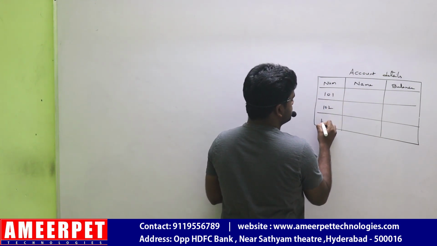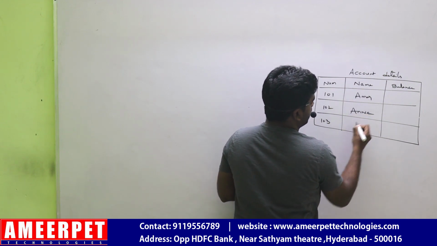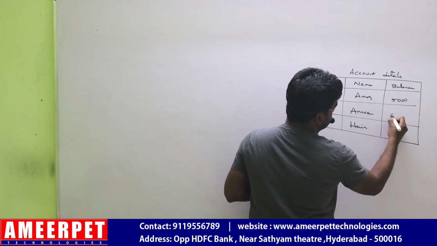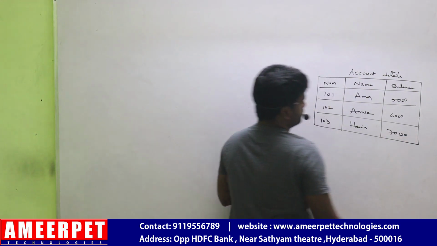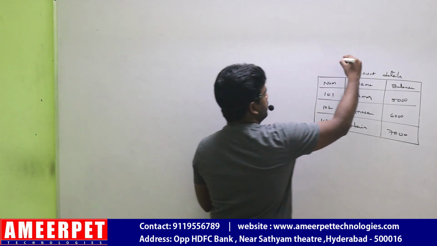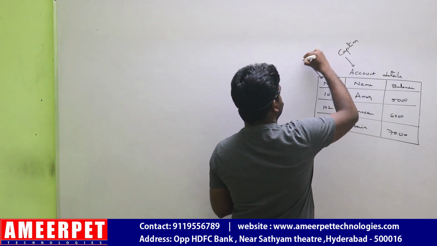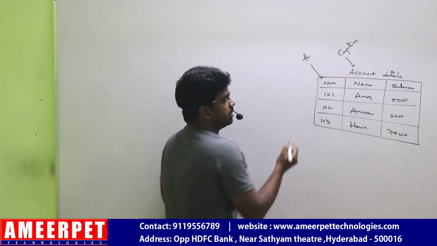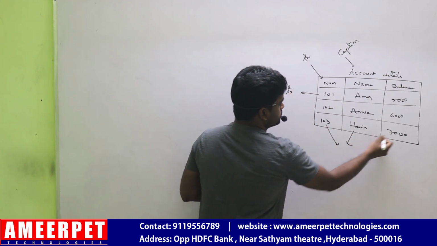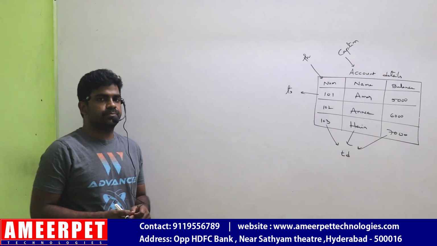These are the account numbers with different values, the account holder names we are writing, and some balances we are representing. That is how we can create the table. And this is called the table caption. These are the heading tags we are representing with a TH, this row is represented with a TR, and these columns are represented with a TD. We need to understand all these things.